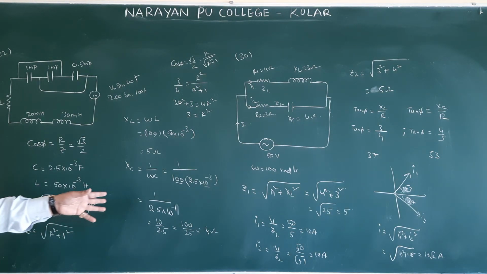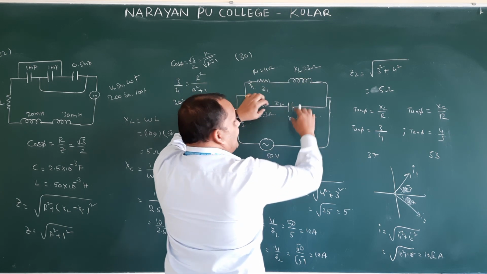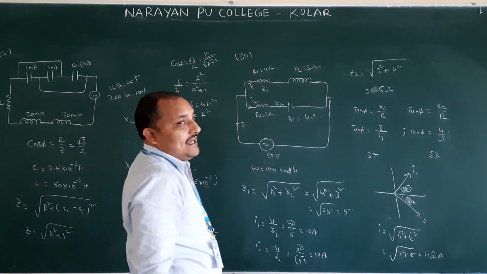This is just a simple, different one. You came to know only whenever LR is there or CR is there, but here they connected both at a time. Okay.